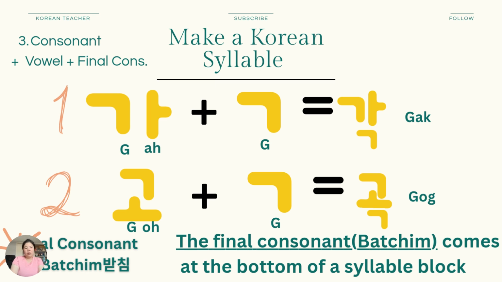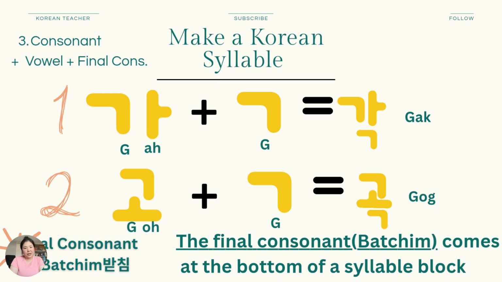So number 1, you remember this shape? G with the a. So it becomes what? Ka. Right? Plus, we're going to add another final consonant. Where does it go? Yes, it's under the syllable block of ka. You got that? Ga plus what happened? The final consonant 받침 goes under the syllable block.